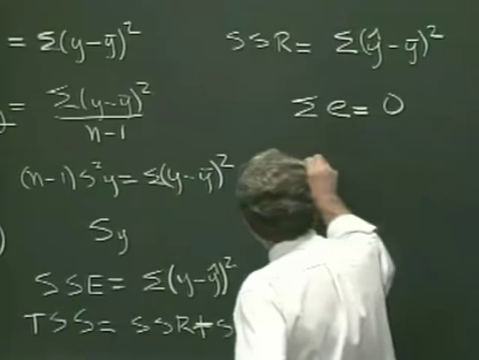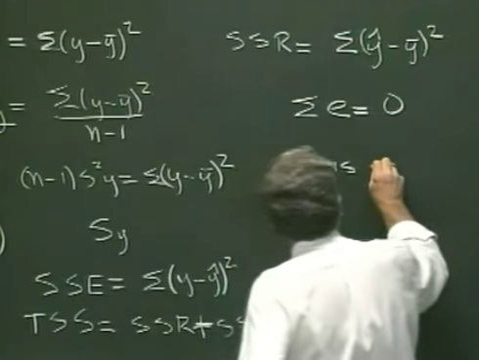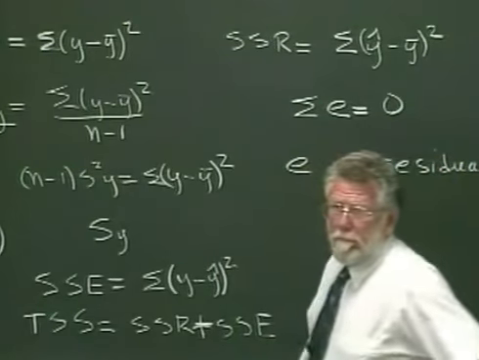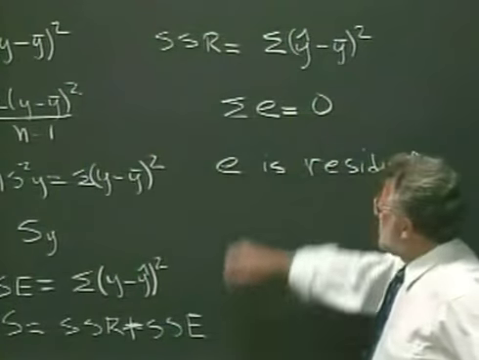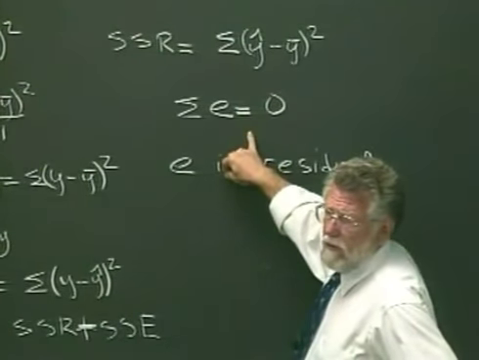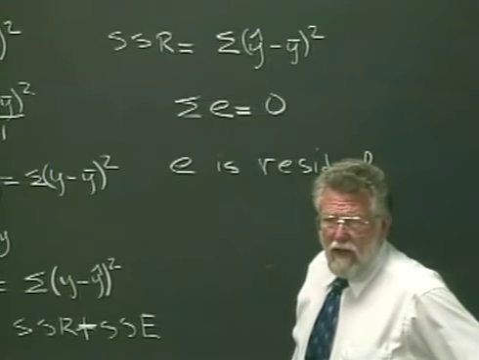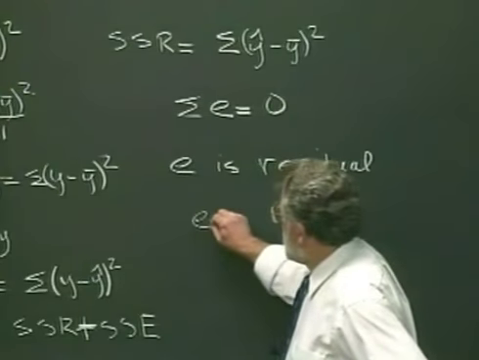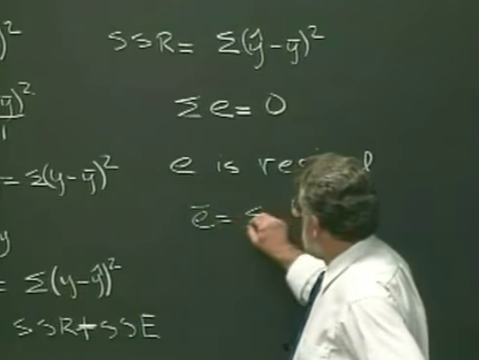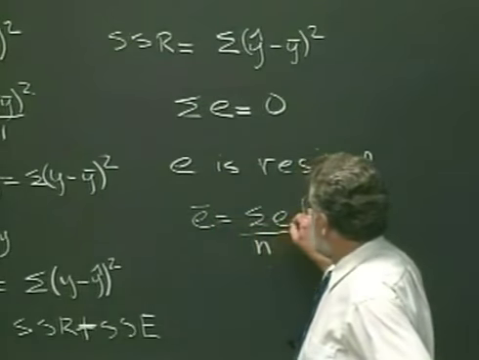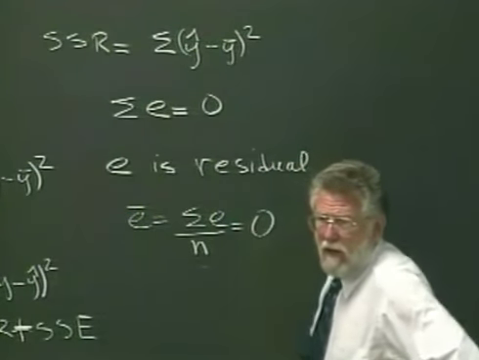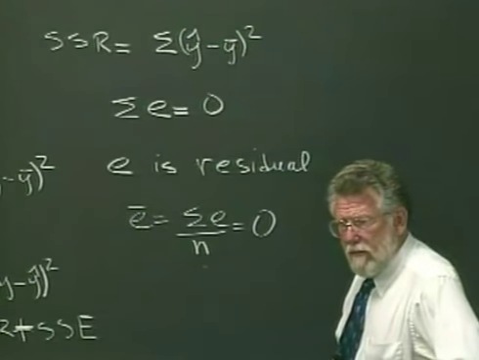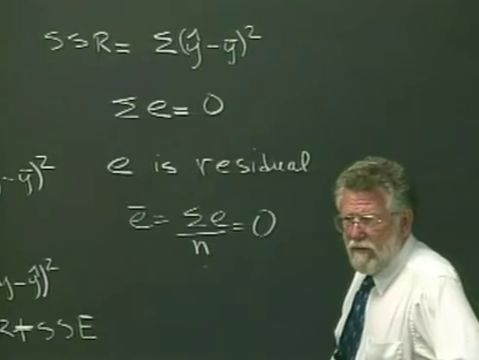Now, each of these E's is called a residual. And so, if we look at the residuals, this gives us something about the properties of the residual. The average of the residuals will be 0. E bar is the summation of the E's over N. But the summation of the E's is 0, so we are going to have an average residual of 0. That's one of our properties about residuals.